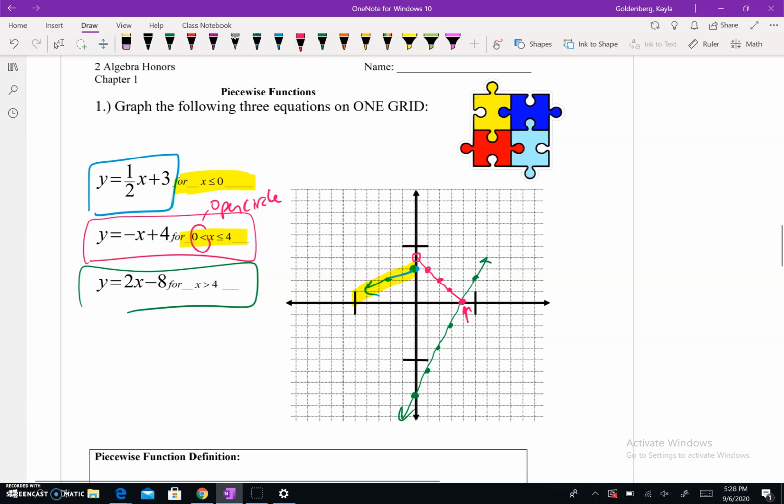Okay. And then for the green one, we have it only for bigger than 4. So I'm going to find that 4. Notice it's an open circle. It's kind of hard to show, but I'm just going to put a little open circle around it.